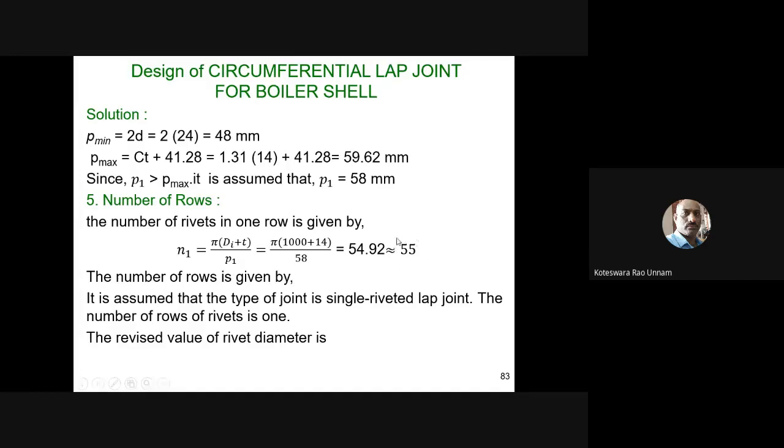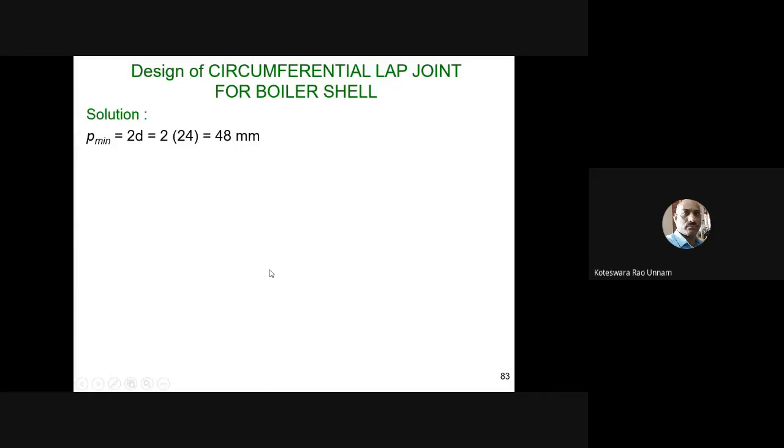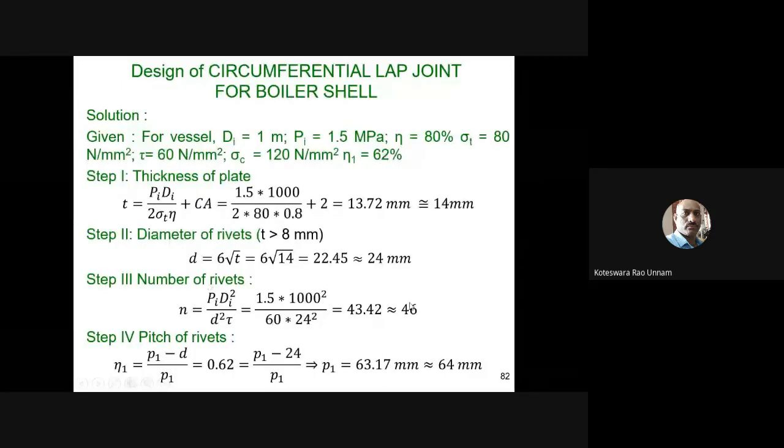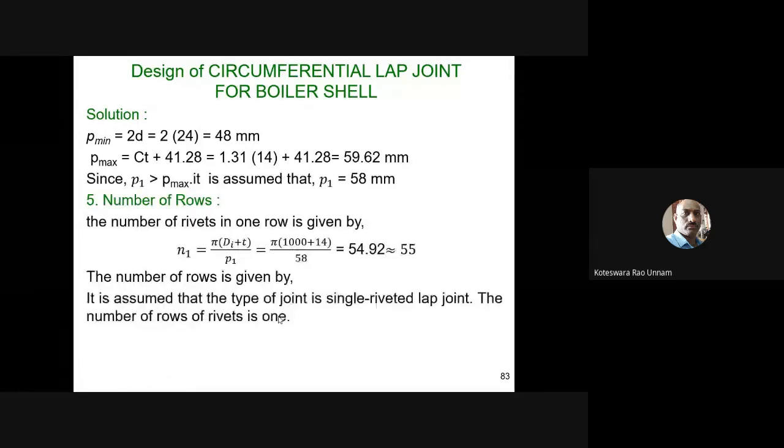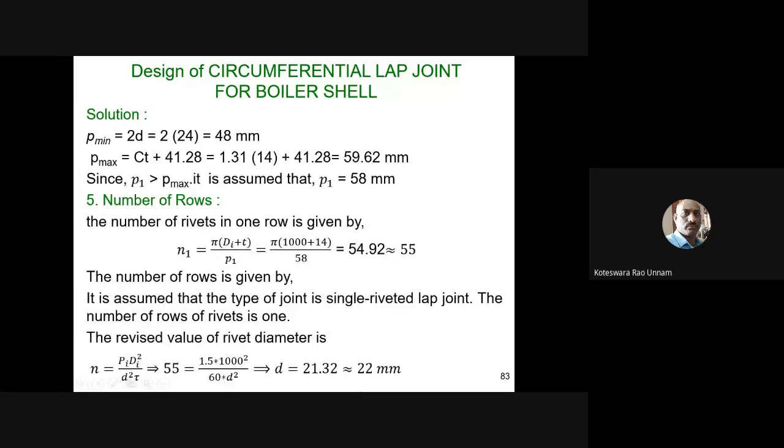So the revised rivet value: by taking N as 55, now we need to readjust the diameter of the rivet, again using the same equation. Instead of N equal to 46, now I will take N equal to 55, and based on that I will calculate the D value. That remodification we need to do. If we calculate that, you will get the diameter of the rivet as 22 mm. So if N is equal to 55, the diameter of the rivet hole will become 22 mm.